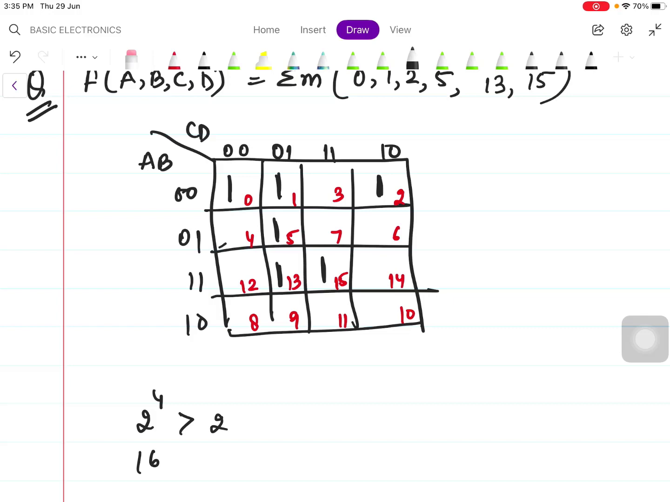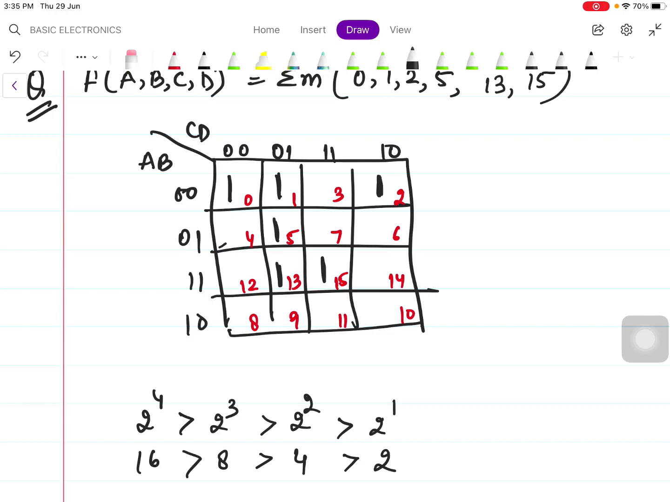We will search then for 2 raised to the power 3, that is a group of 8. Again that is not possible. We can't see a group of 8 over here. Then we will search for a group of 4. I don't think even that is possible. Then we will search for a group of 2. Let us see. There are many groups that can be made in a group of 2.